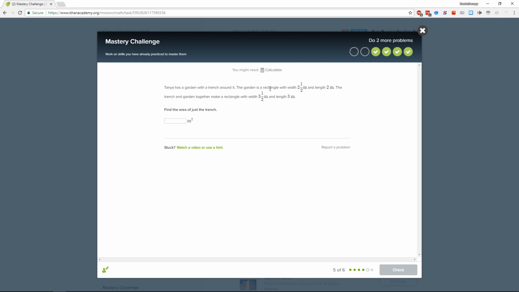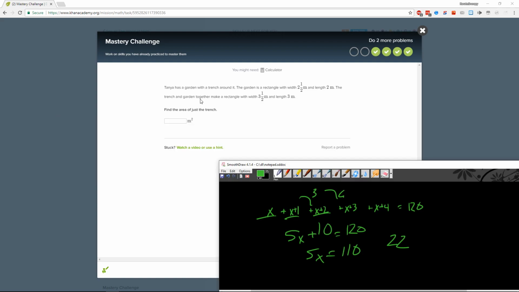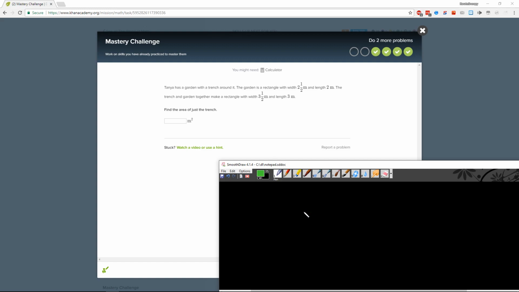Okay. A garden is a rectangle with width and length. The trench and garden together make a rectangle. Okay, so we have a garden like this at 2 by 2.5, and then there's a trench around it, and now it's 3 by 3.5.